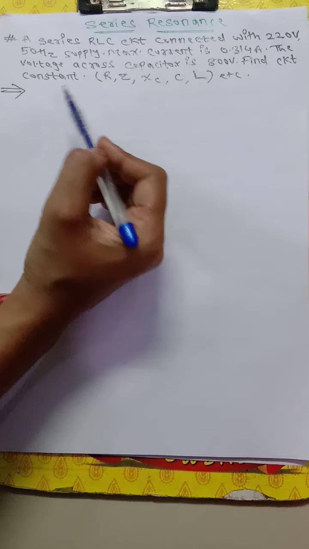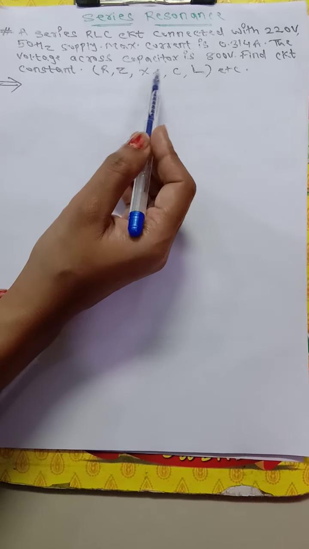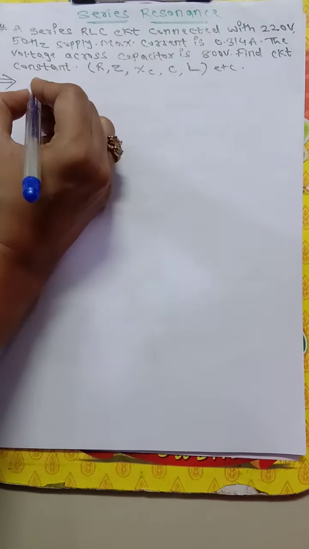Today we will solve the numerical on series resonance from the subject of circuit theory or network analysis. This numerical is a series RLC circuit connected to a 220 volt, 50 hertz supply system. Maximum current is 0.314 ampere. The voltage drop across the capacitor is 800 volt. So find the circuit constants.